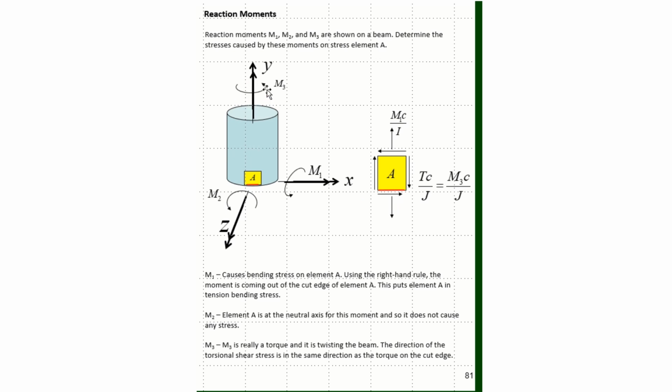This M3 is going to cause a torque, and I slide this direction down to the cut edge, so it's going around this way on the cut edge. So my torque TC over J is going to be coming around this way, as given by this arrow here. This M2 is bending the shaft, but element A is at the neutral axis for M2, so M2 will not cause any stress on element A.